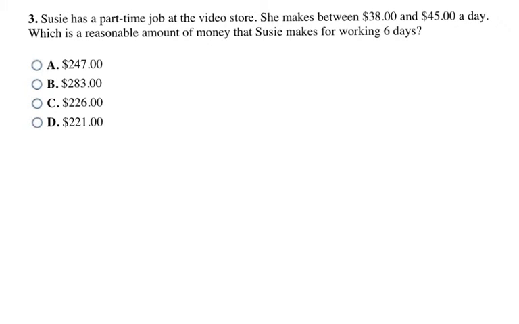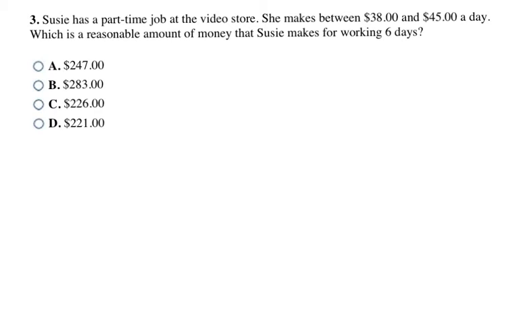Here we're doing some estimation in a word problem. So it says Susie has a part-time job at the video store. She makes between $38 and $45 a day. What is a reasonable amount of money that Susie makes for working 6 days? So you don't know exactly what she makes each day. So we're going to have to estimate a reasonable amount.